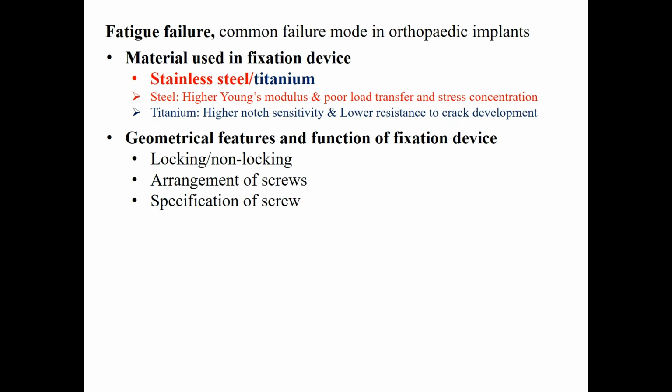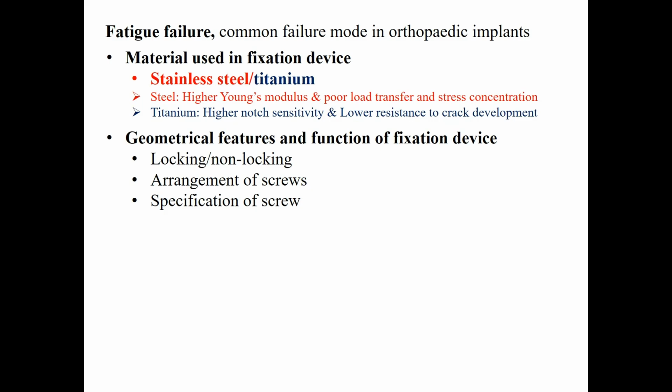The notch sensitivity of a material is a measurement of material strength reduction caused by the presence of a notch or other stress risers. This mechanical property is higher for titanium, which makes this material less resistant to crack development compared to steel.